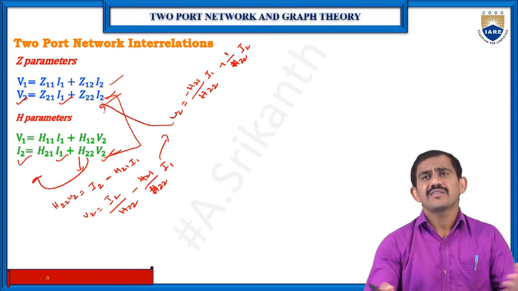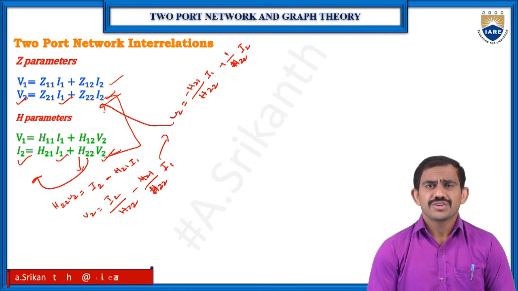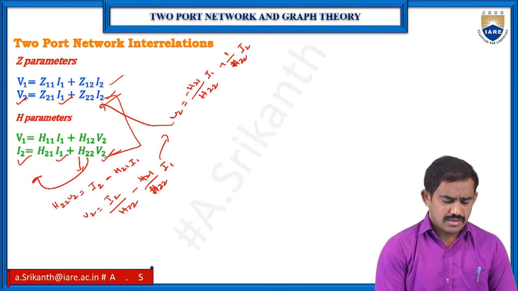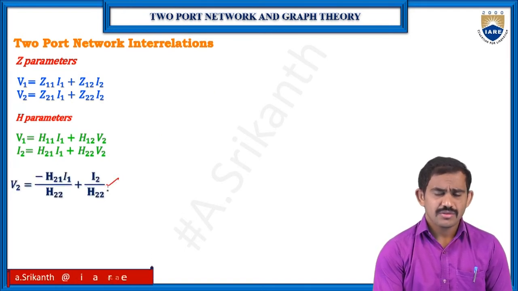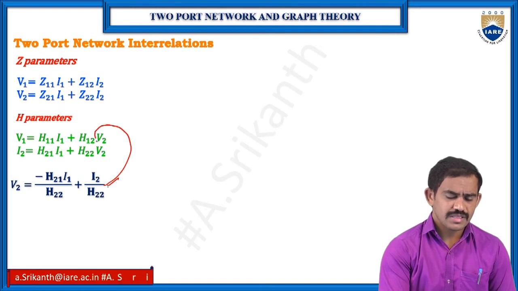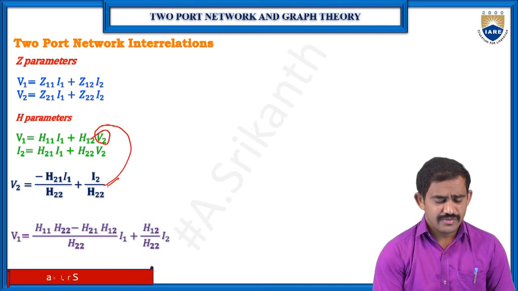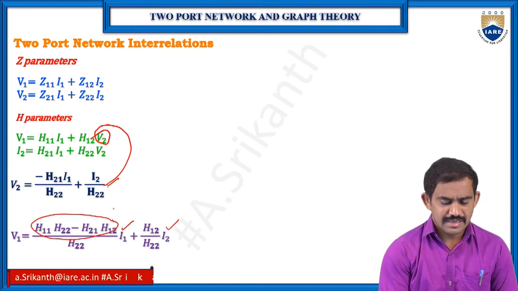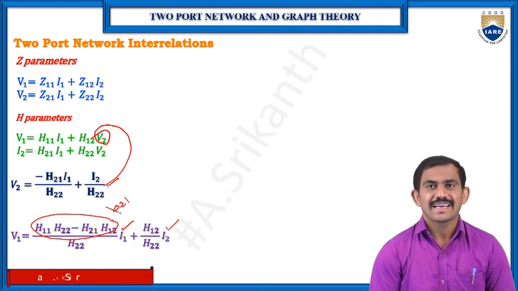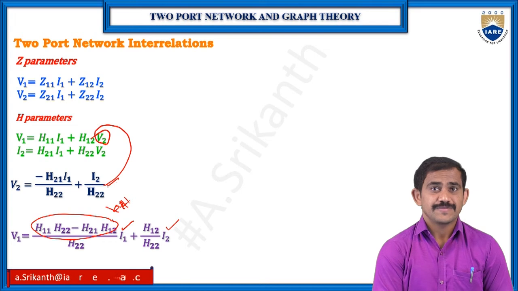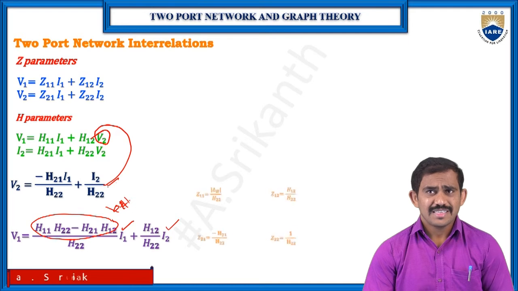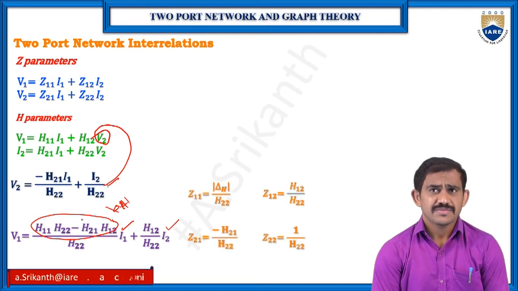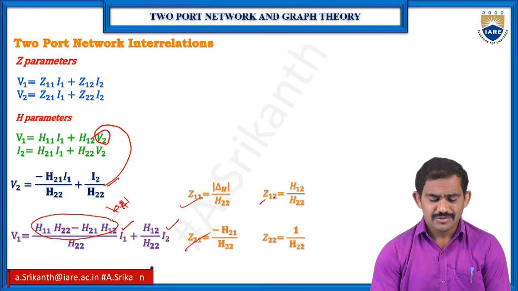Compare with this equation, we have the Z12 and Z22 values. The same way, this V2 value, substitute in this equation, and we have the V1 value in the form of I1 and I2. So this total you can write as delta H. Now when I know the H parameters values, I can find the Z parameters values using these two equations. So these are those values.